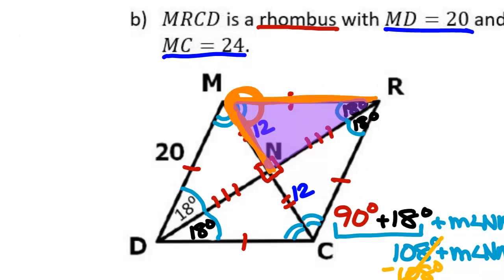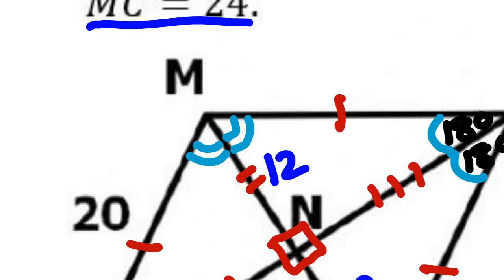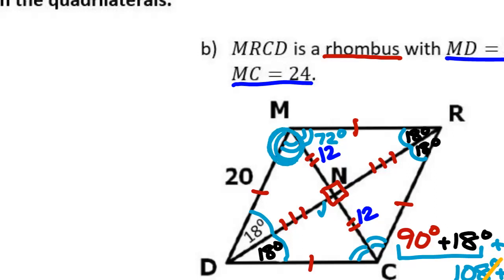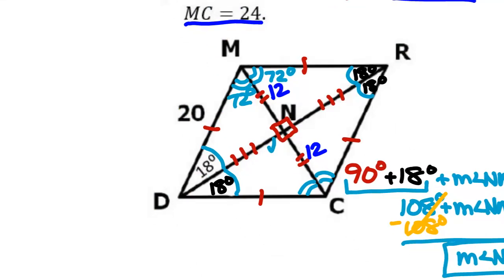Well, if that angle right up there is 72 degrees, how big is angle DMN, this one right here? If RMN is 72 degrees, this angle right here is 72. How big is angle DMN? 72. What about these two angles at the bottom, DCN and RCN? How big is each of those? Each of those are 72.